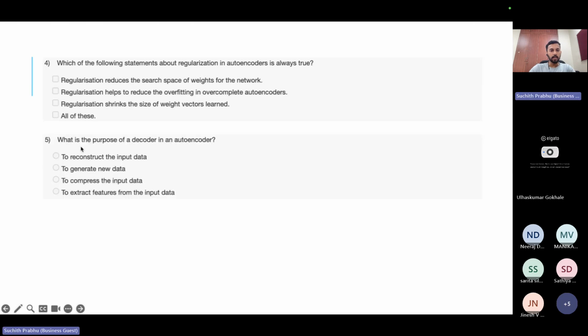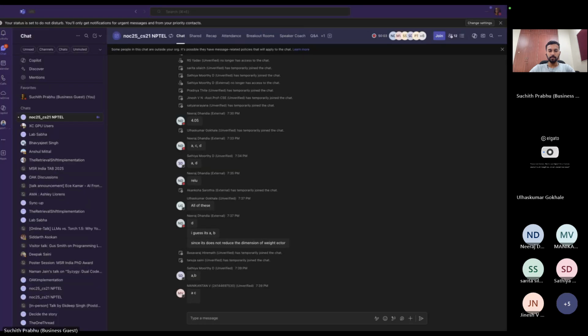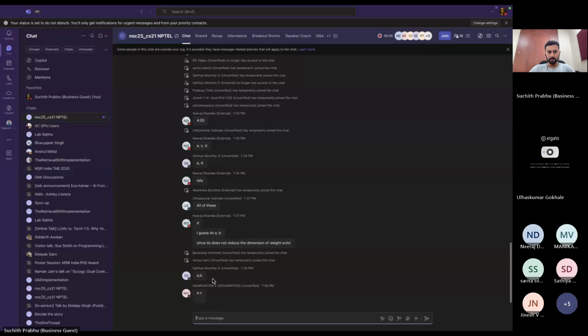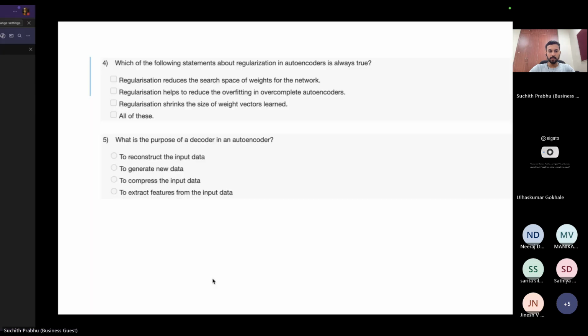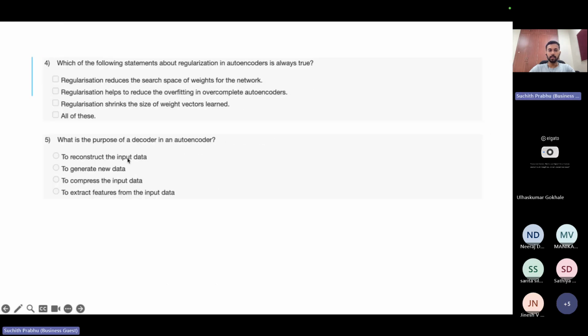So what is the purpose of a decoder in an autoencoder? To reconstruct the input, to generate new data, to compress the input, to extract features from the input data. Yeah, it is correct: to reconstruct the input data.